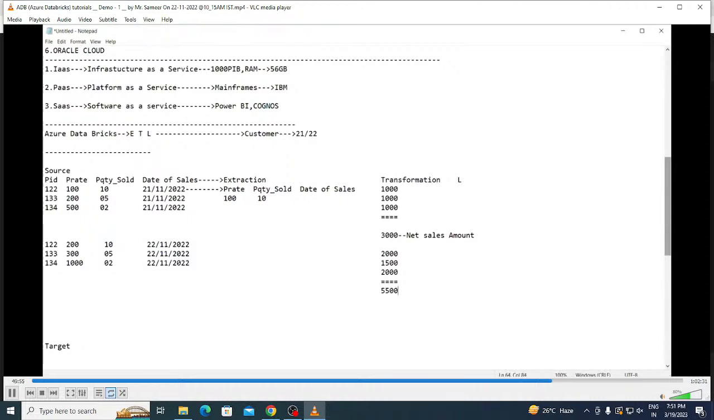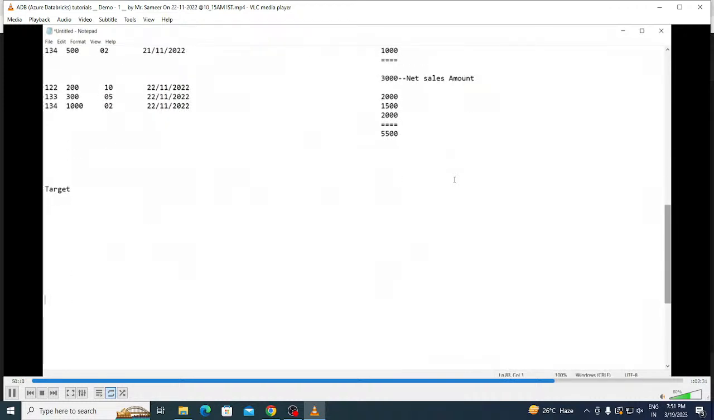Now, guys, this is the net sales amount. This process is called the transformation process. It's done now. Finally, you will be loading. Where will you be loading the data, guys? Finally, you will be loading the data into the target. So how will I load the data? I will load the data like this. See here, I'm loading the data. So net sales amount, underscore, sales, underscore, amount.